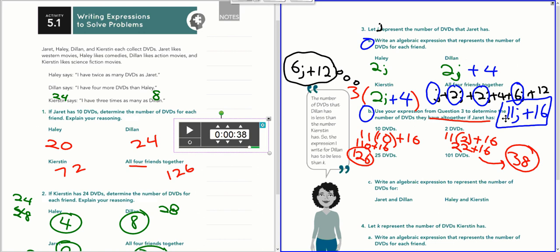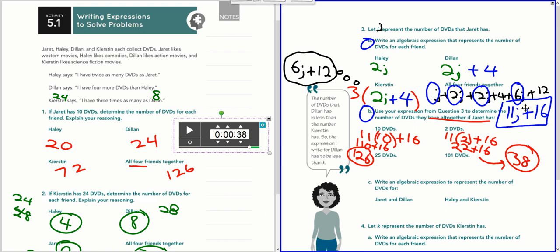Now you might say, well, that was more work than just figuring this out. Sure. But what if, in a different situation, he had 2 DVDs? Well, you can go and do all this work, or I'm going to put 2 in for J and do 11 times 2, which is 22, plus 16, and get 38. And then we'll see how you're doing on this one.